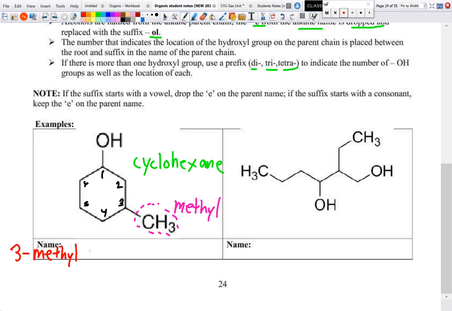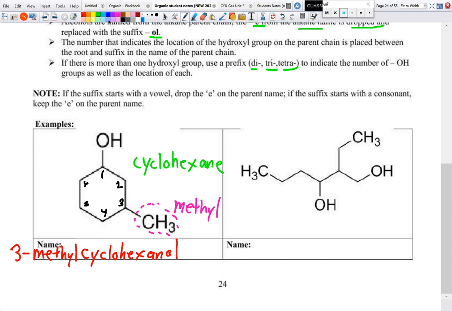Now we name it like it's an alkane. So it will get cyclohexane, but from our rules, we drop the E and we add OL. So we got 3-methyl cyclohexanol. Now I'm not putting the location of the hydroxyl group in the name right here, because just like our cycloalkenes and alkynes, it is assumed that the functional group is on carbon 1. So in this case right here, it's assumed carbon 1 is going to contain the functional group.